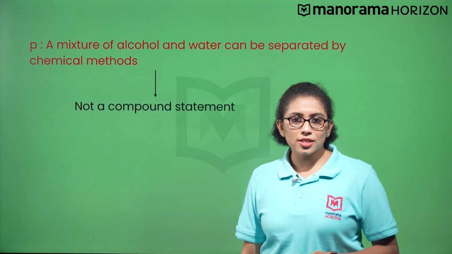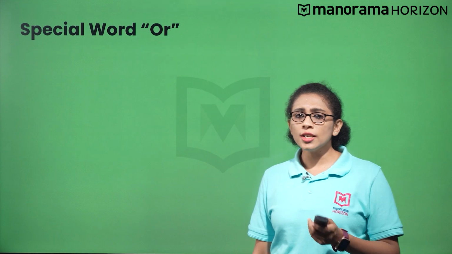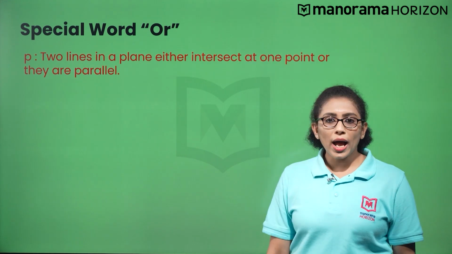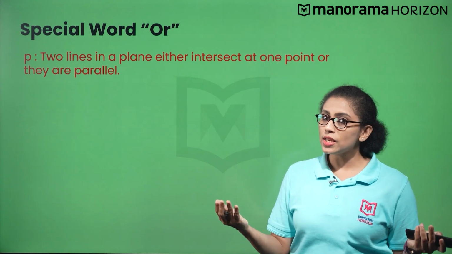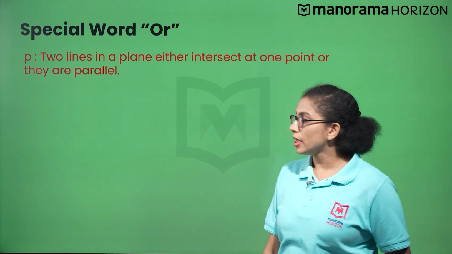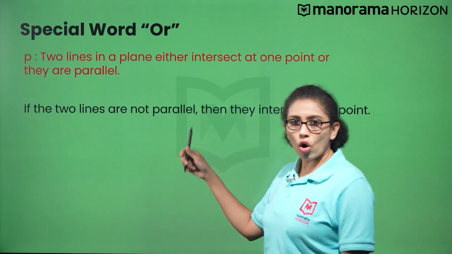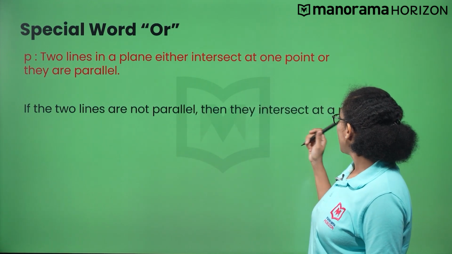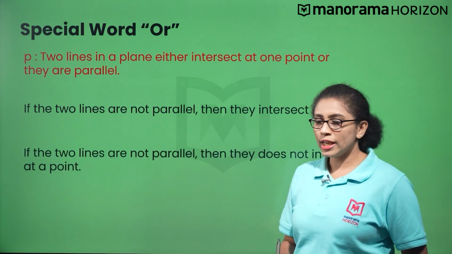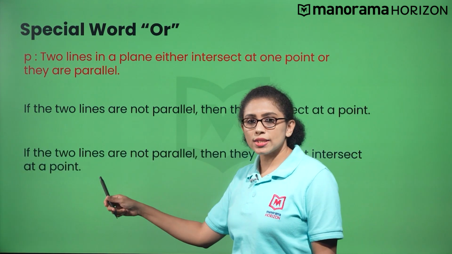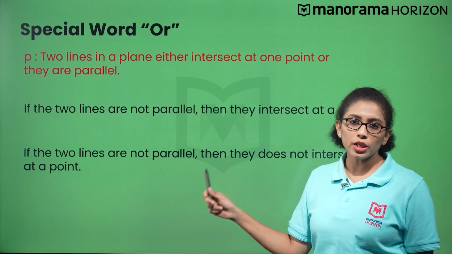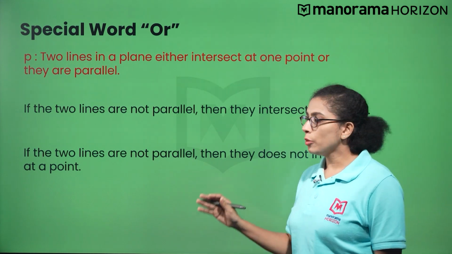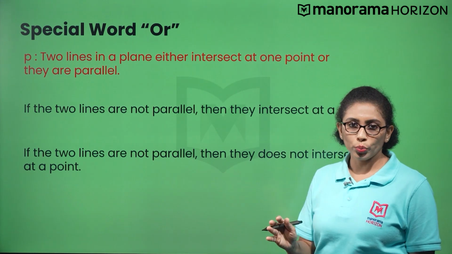Now, let us discuss the connective "or" through an example. Consider a statement: two lines in a plane either intersect at one point or they are parallel. The given statement can be written in two ways. That is, if two lines are not parallel, then they intersect at a point. Alternatively, we can write: if the two lines do not intersect at a point, then they are parallel. We can observe that both the statements are true, right?